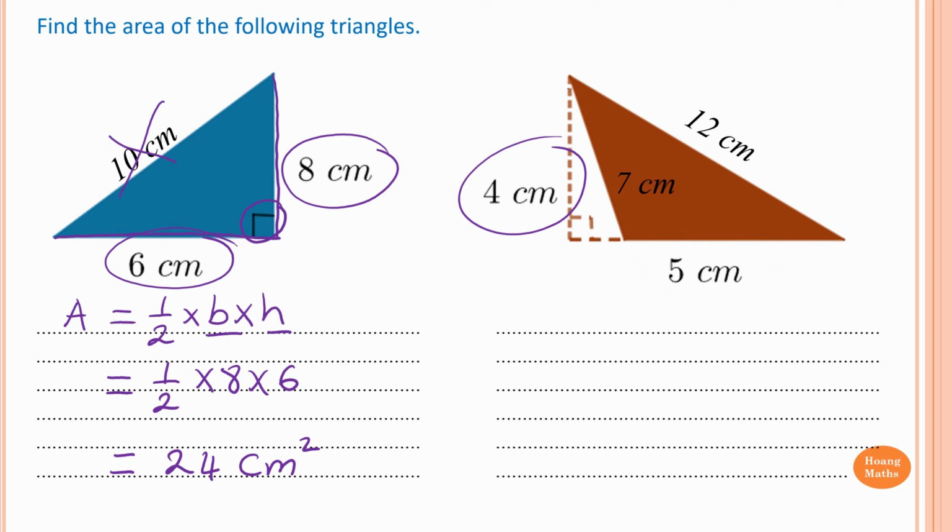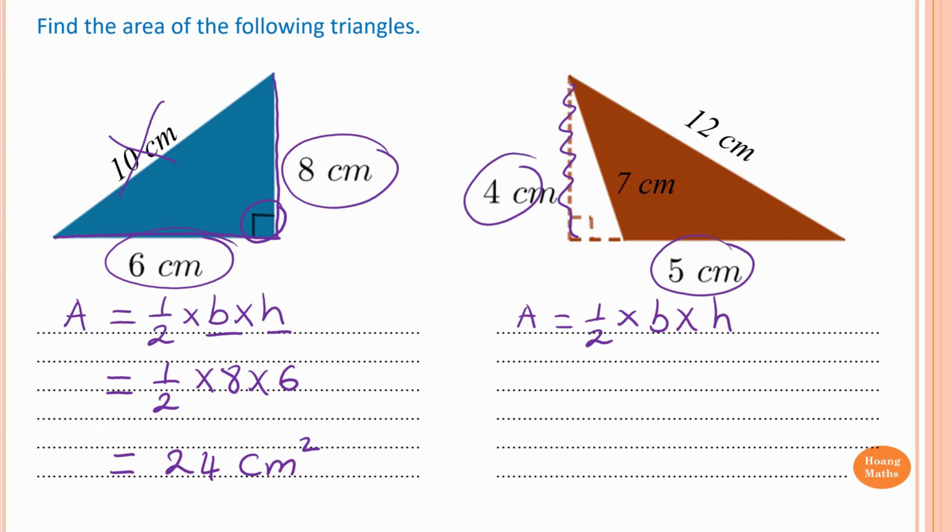So the area of a triangle A is a half times base times height. I repeat this again. So this length here is perpendicular to this side length here, which is 4. So the base is 5 in this case and the height is 4. So A is equal to a half times 4 times 5. And a half of 4 is 2. 2 times 5 is 10. So the answer is 10 square centimeters.